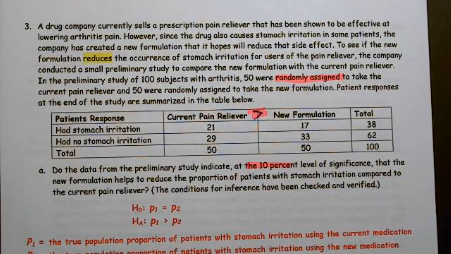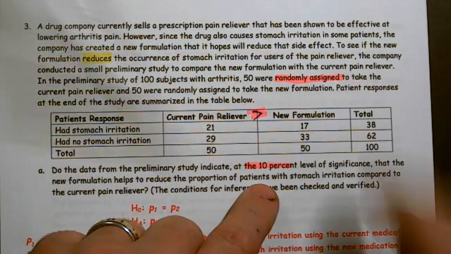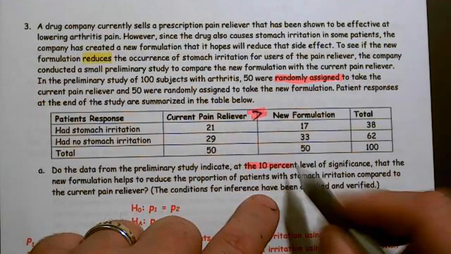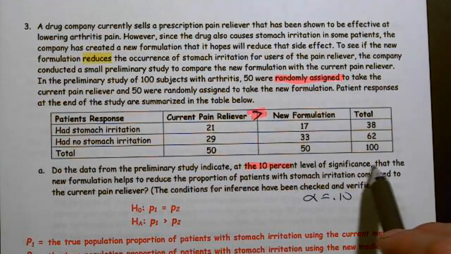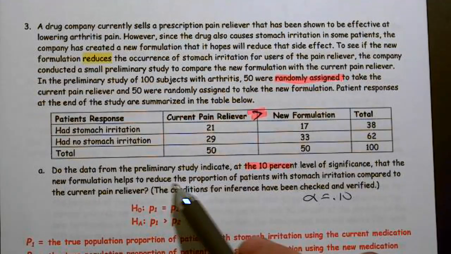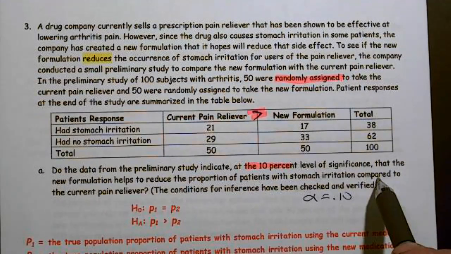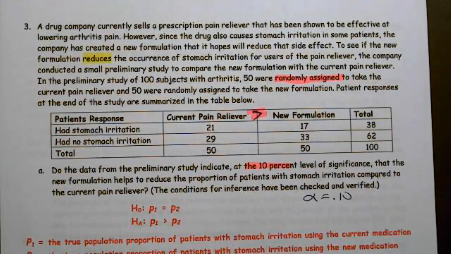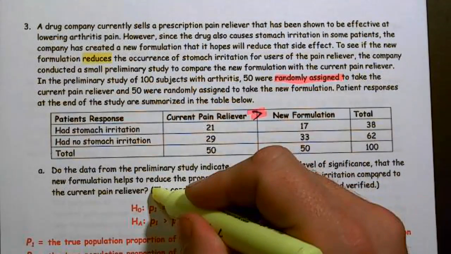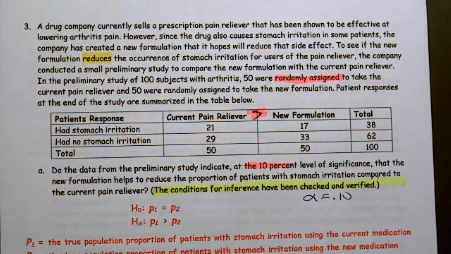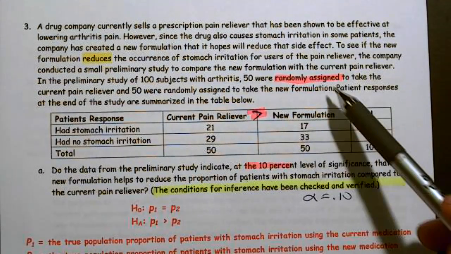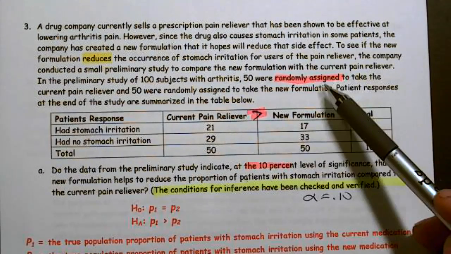Do the data from the preliminary study indicate, at the 10% level, that the new formulation helps reduce the proportion of patients with stomach irritation compared to the current? So here's our alpha. Alpha in this case is 10%. The conditions for inference have been checked and verified. All right, so we didn't have to do the conditions on this one. If we had, we would need to make sure that we said random assignment, not random sample. Random assignment is different. This also lets us know that this was an experiment.